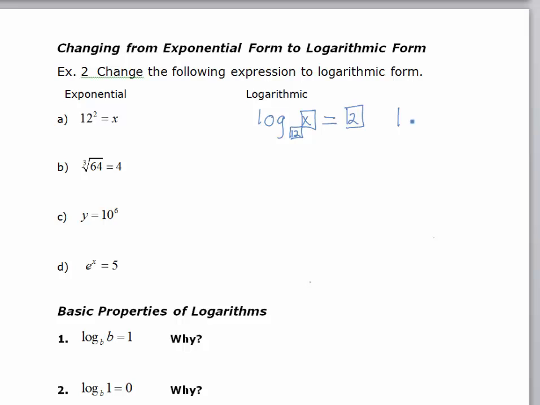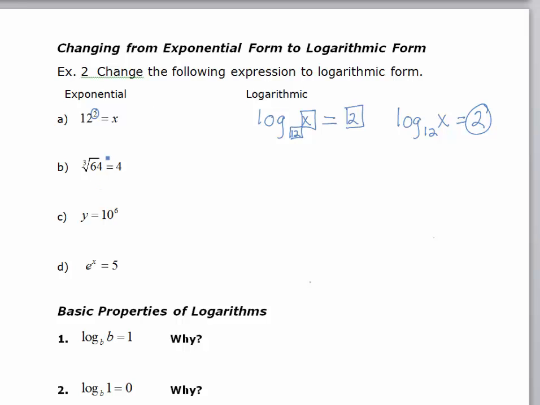So to convert 12 squared equals x to log form, it would be the log of x base 12 is equal to 2. Remember, a logarithm is just an exponent, so the answer of the log is always the exponent.